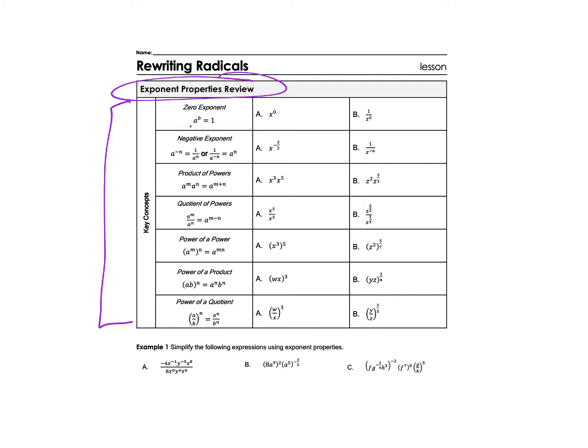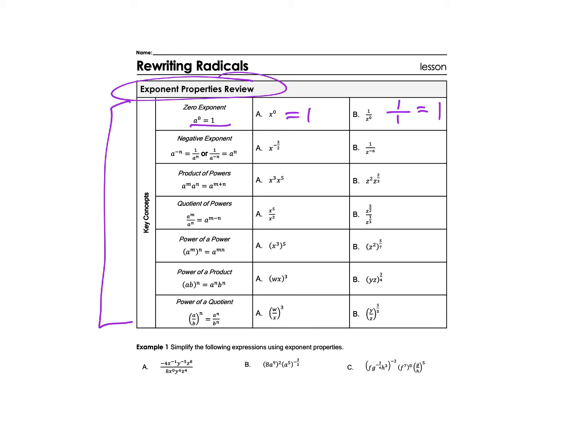Anytime I have a base that's raised to the 0 power, it always equals 1. So if I look at this, x to the 0 is 1. And then looking at part B, I have a 1 on top, z to the 0 power is 1, so that will also be a 1. So that's that first law. Anything raised to 0 is always 1, no matter what it is.